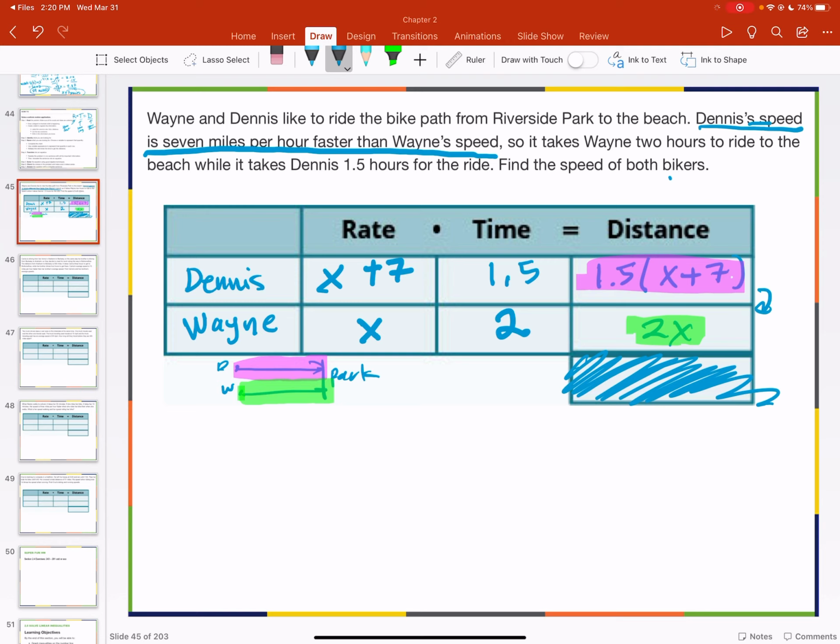So what are we going to do in this case? We're going to set them equal to one another, because they're not giving us a total distance, okay? So we're just setting them equal to each other.